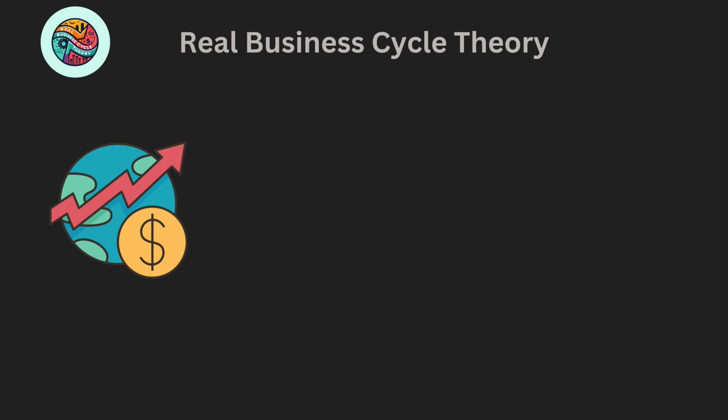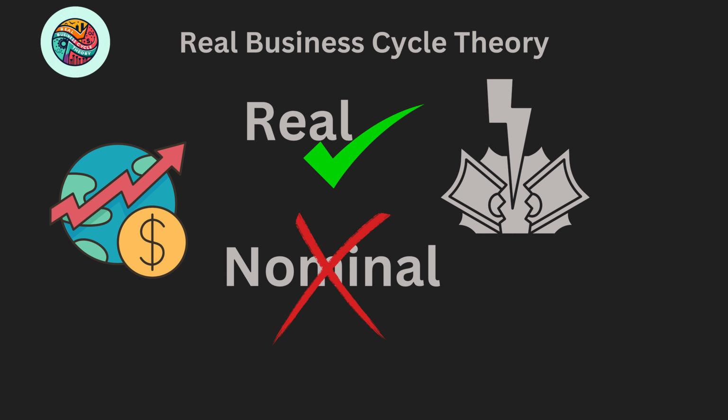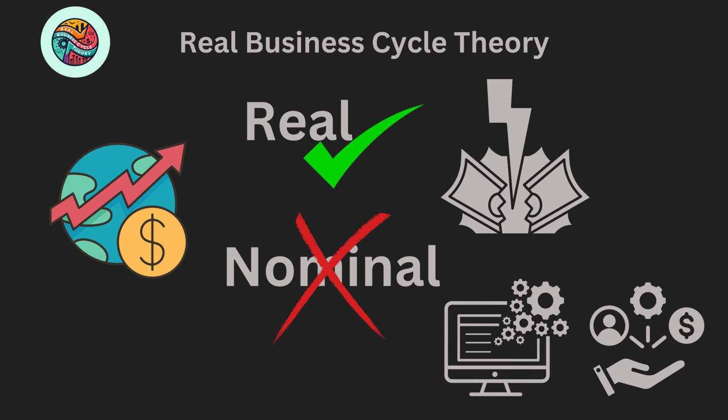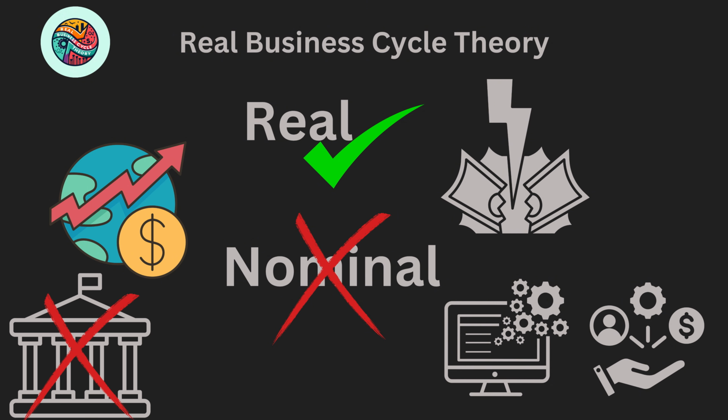Real business cycle theory. This macroeconomic theory argues that economic fluctuations are the result of real, in contrast to nominal, shocks to the economy, such as changes in technology or resource availability. It suggests that government intervention can often exacerbate these fluctuations rather than mitigate them.